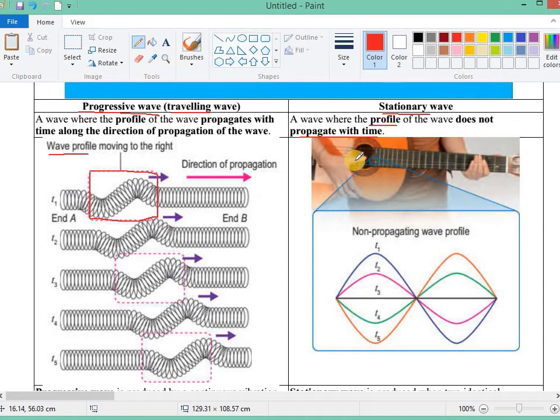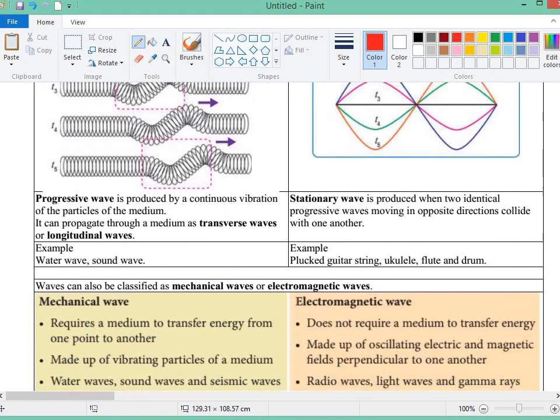If it gets entangled, then the sinking string will be broken. Okay, cannot use anymore. There is no way to fix. Once the sinking string is overstressed or entangled, there's no way to fix it. You have to throw the whole thing away. Alright, so you get the idea of progressive wave and stationary wave.